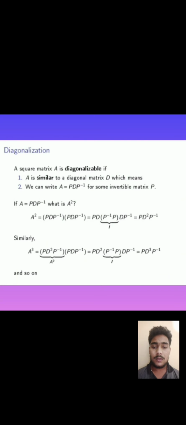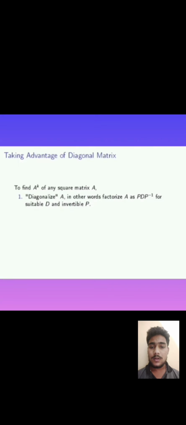Similarly, we can find A cube, that is equal to A square into P D P inverse. Here A square is equal to P D square P inverse. Again, P inverse into P is equal to I. Hence, we can write A cube is equal to P D cube P inverse, and so on. For A power 4, we can write P D power 4 P inverse.